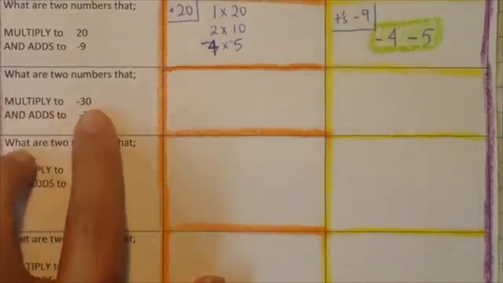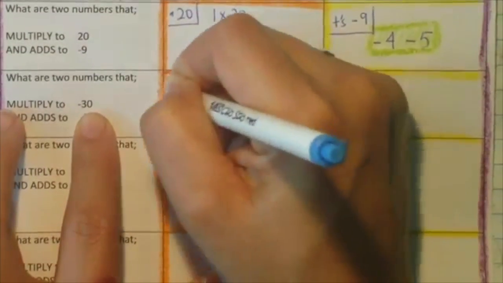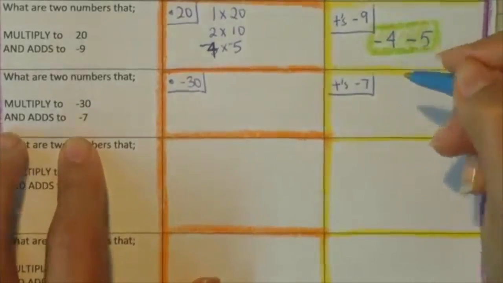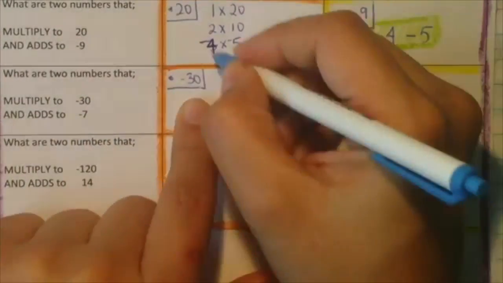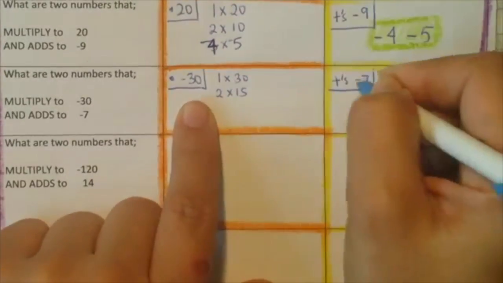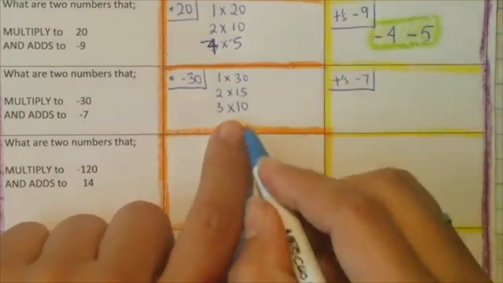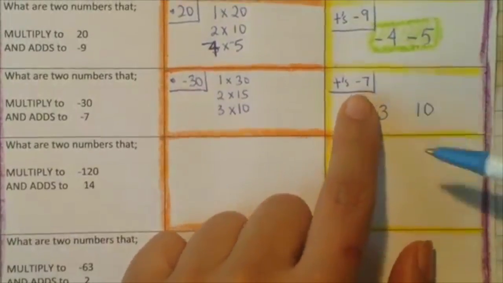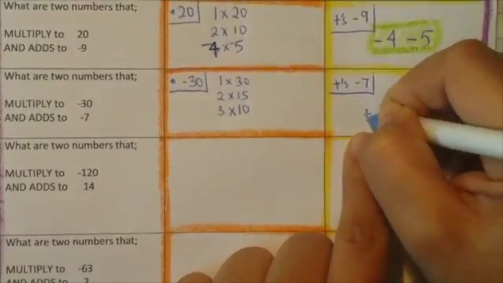Alright, two numbers that multiply to -30 and add to -7. So again, break the -30 down. So one of them is going to have to be negative. So 1 times what? 1 times 30. 2 times 15. 3 times 10. That's the one, we can stop right there. 3 times 10, so 10 minus 3 is going to be 7. I need Tigers to win, so the bigger number. So it's going to be -10 and +3.